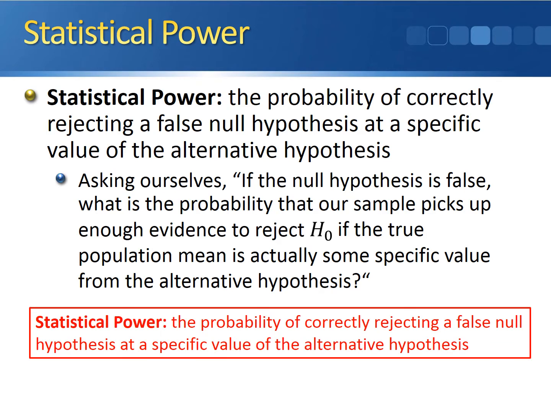So the power is the probability of correctly rejecting a false null hypothesis at a specific value of the alternative hypothesis. Keep that definition in the back of your mind as we look at this example.